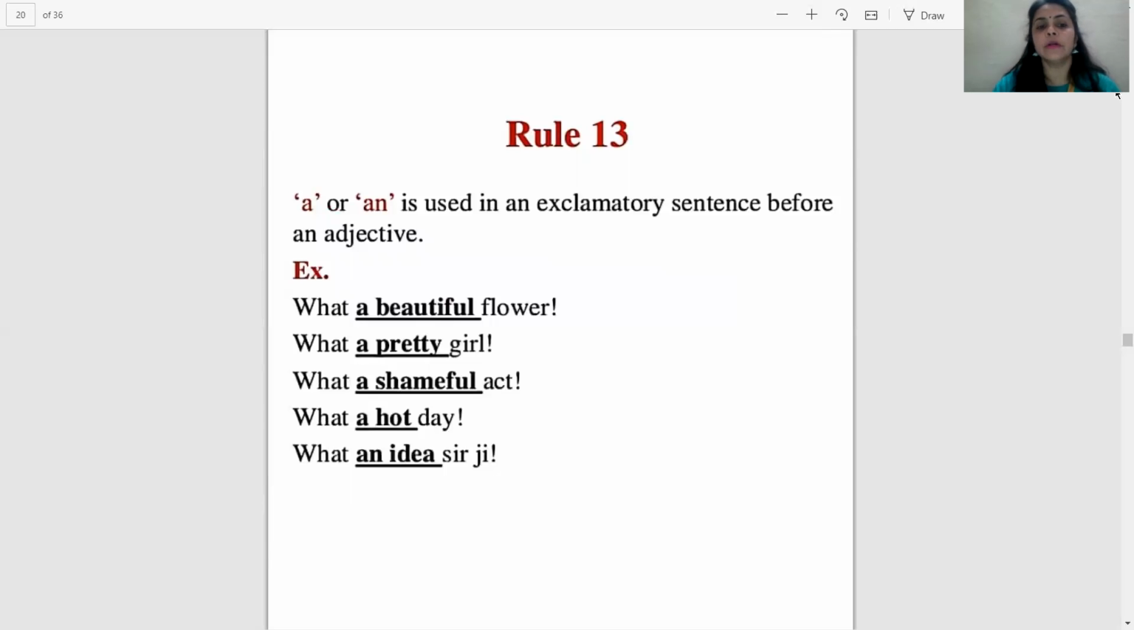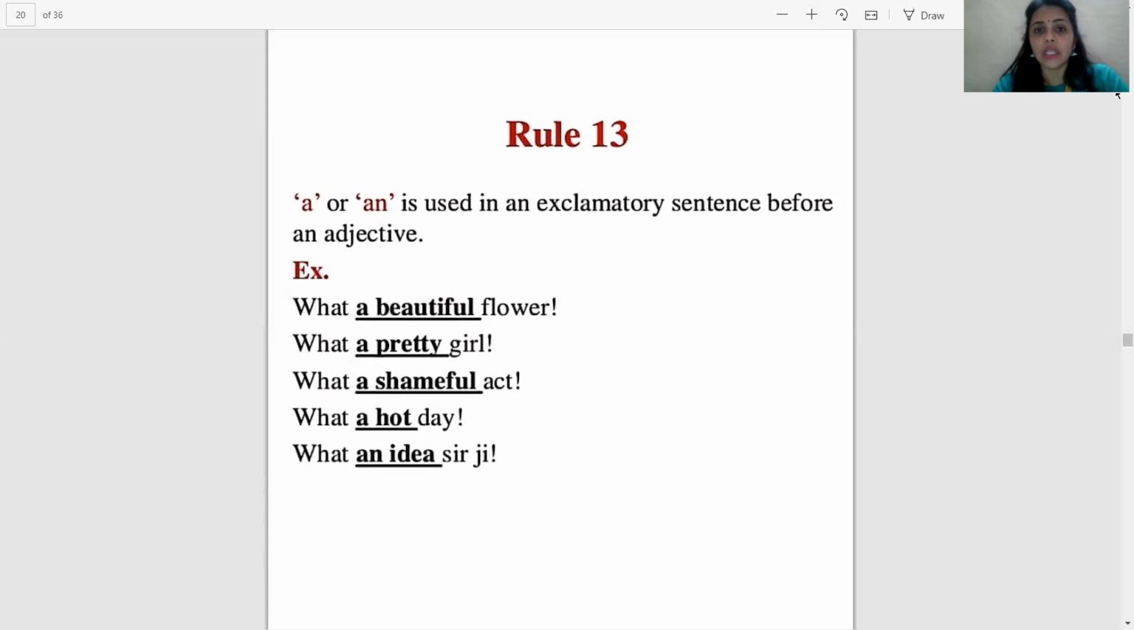Rule 13. A or an is used with an exclamatory sentence before an adjective. These kinds of sentences we have seen so many times when we studied kinds of sentences. Here they are one more time. What a beautiful flower. Beautiful, pretty, shameful, hot, idea. These all are adjectives which are coming before the noun to describe that noun.